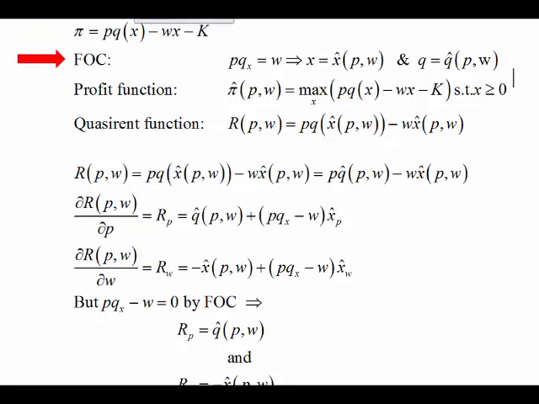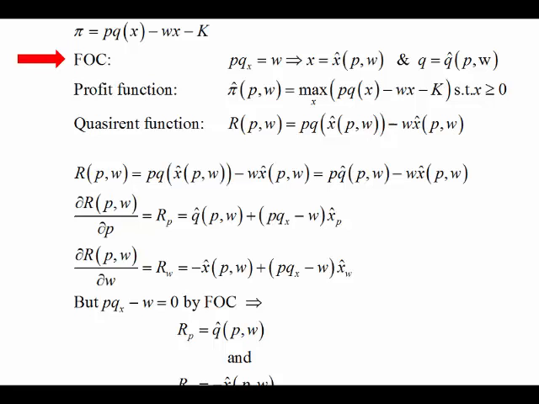The profit-maximizing firm would take the first derivative with respect to X in order to find the profit-maximizing quantity of inputs, which would give rise to a profit-maximizing quantity of outputs, giving us the first order condition PQ'(X) is equal to W. In principle, we can invert this function to obtain an input demand function X hat, which is a function of the input and output prices, and a supply function Q hat, which is also a function of the input and output prices.